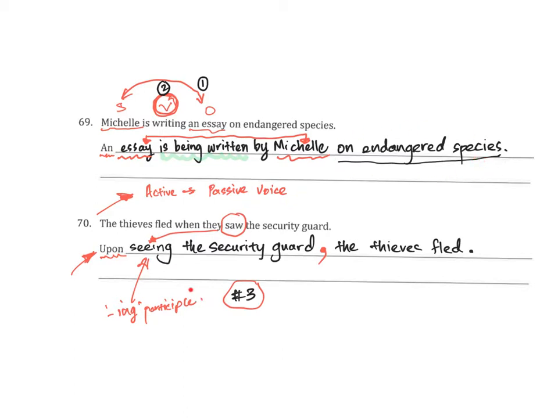Now next, for the upon questions, upon always pairs with an ing participle. So upon seeing, upon hearing, upon knowing, upon jumping, upon looking, right? So upon seeing who? The security guard. And rule number 3 applies here, comma, the thieves fled. Okay, great.